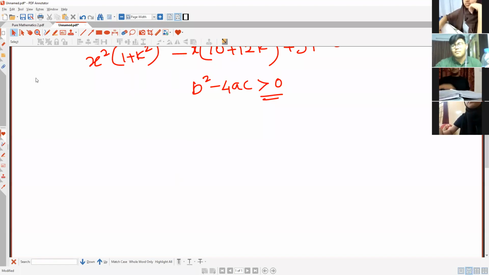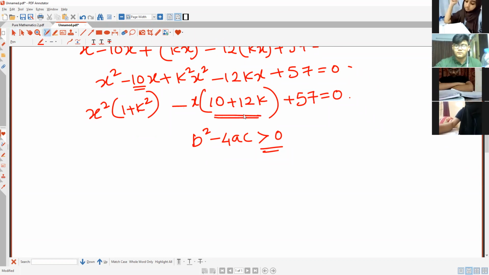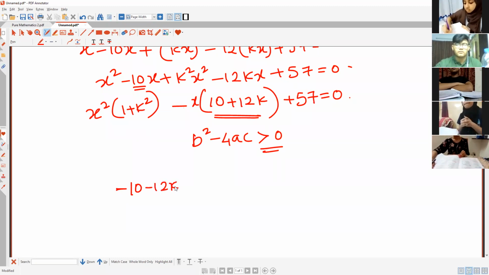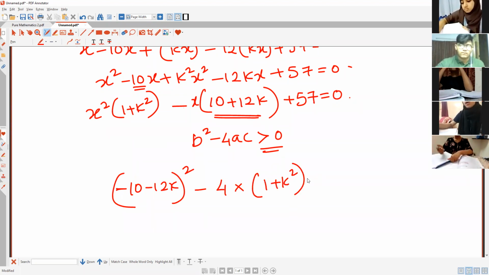Resume recording. So we will do b square minus 4ac less than 0 right now. What is your b here? Your b is this. Your b is this. Okay. So b square, so I will do minus 10 minus 12k whole square. b square minus 4ac. A is 1 plus k square. Okay. b square minus 4ac. c is 57, less than 0.